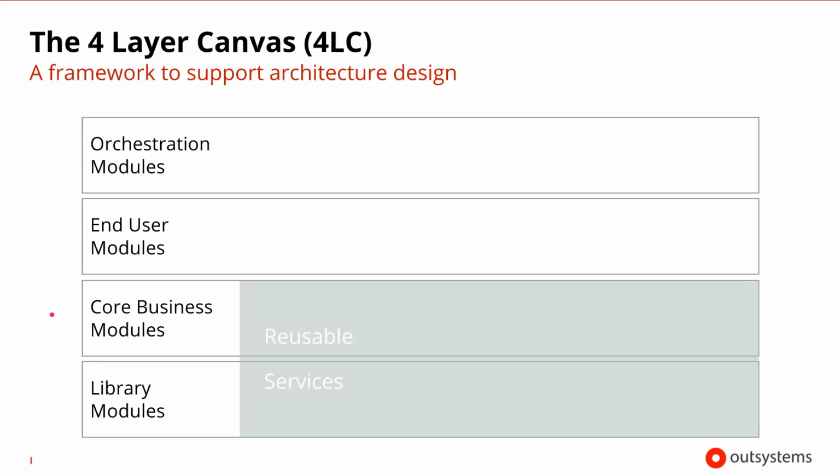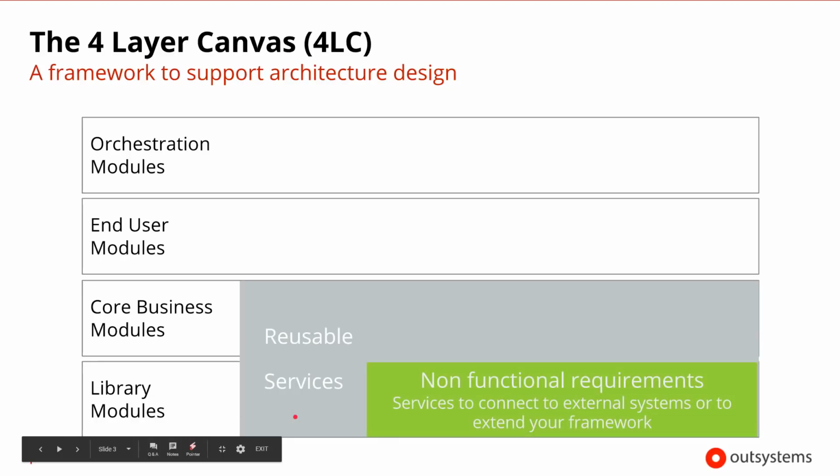In the bottom 2 layers, the modules should contain reusable services. The library modules will contain services that allow us to connect to external systems or to extend our framework. Services in these modules could implement reusable UI patterns, like accordions or carousels. They could implement non-functional requirements, like auditing, or even integrate with external code from an extension module.